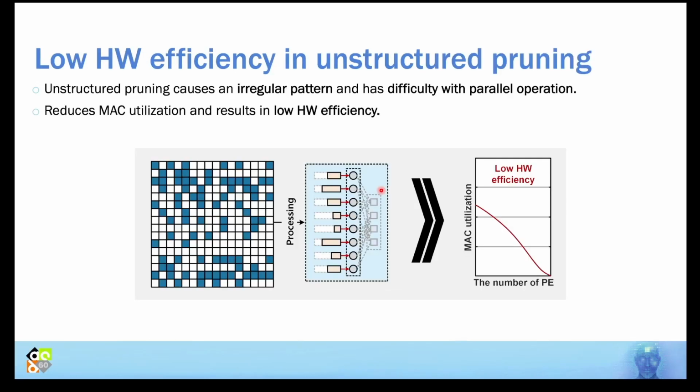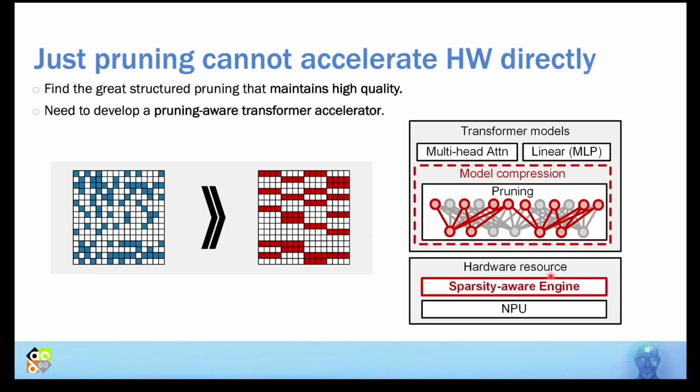But unfortunately, unstructured pruning causes irregular patterns and has difficulty with parallel operation. Due to that, MAC utilization decreases, and we get low hardware efficiency. So, just pruning cannot accelerate hardware directly. To solve this issue, we should find a great structured pruning that maintains high quality, and also need to develop a pruning-aware transformer accelerator, including a sparsity-aware engine.